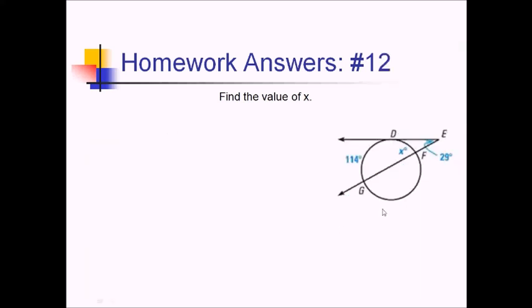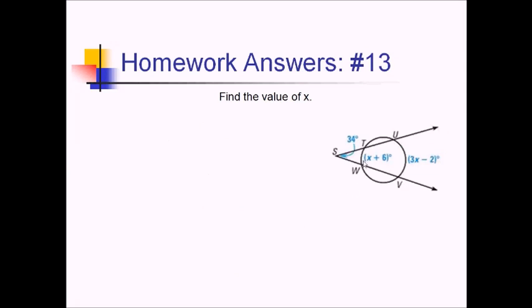For number 12, we have this external angle with these 2 intersected arcs. So we can set up an equation where 29 is going to be half of 114 minus x. Let's multiply by 2 to get rid of the 1/2. That's 58 on the left side. And then let's see here. If I subtract 114, that's going to be negative 56. So then x is going to have to be positive 56.